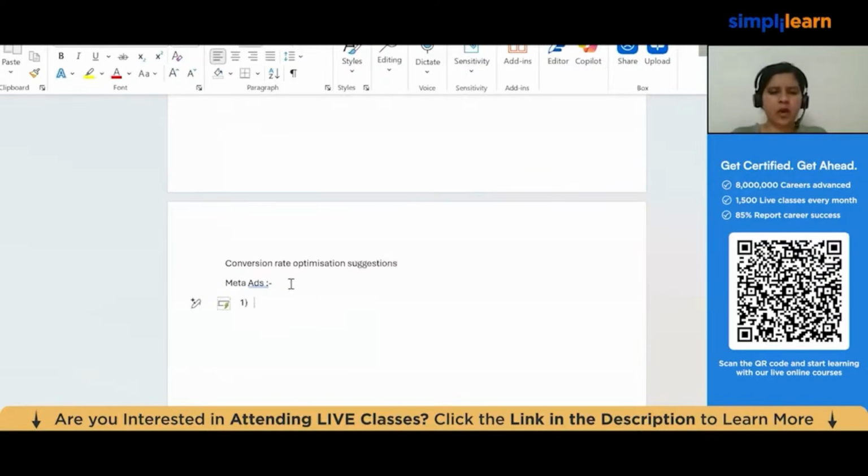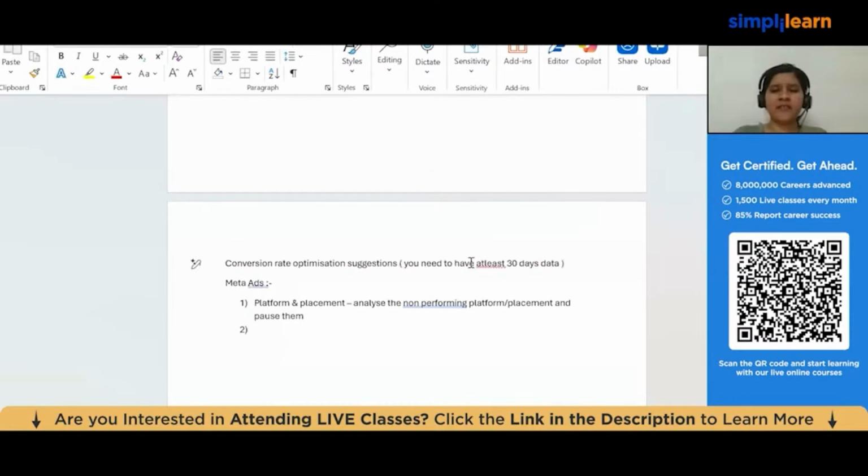First one is your platform and placement. What do I mean by platform and placement? Analyze the non-performing platform and placement and pause them. Okay, first thing. And trust me, to do this you need to have at least a minimum of 30 days of data. If not 30, at least 15. You should have enough data to give your optimization, guys.